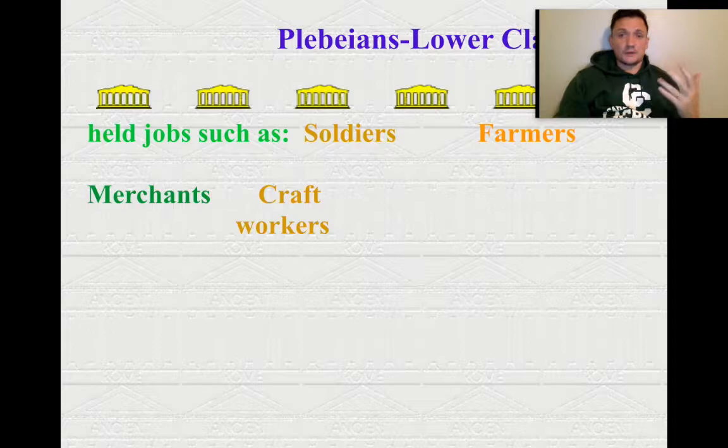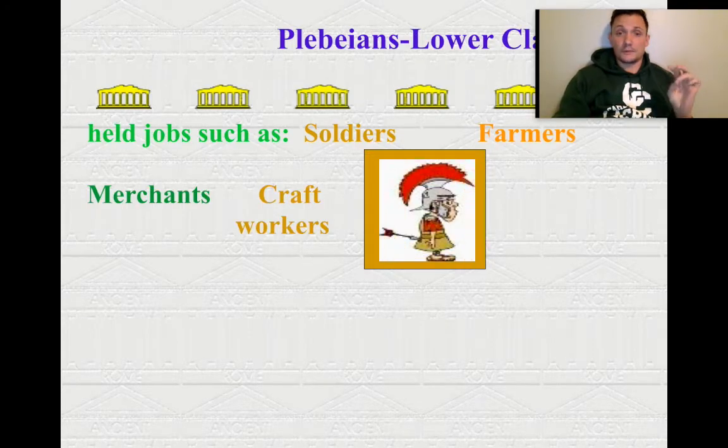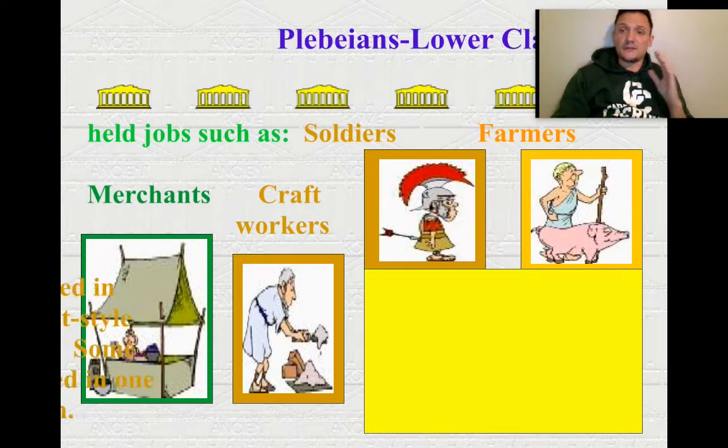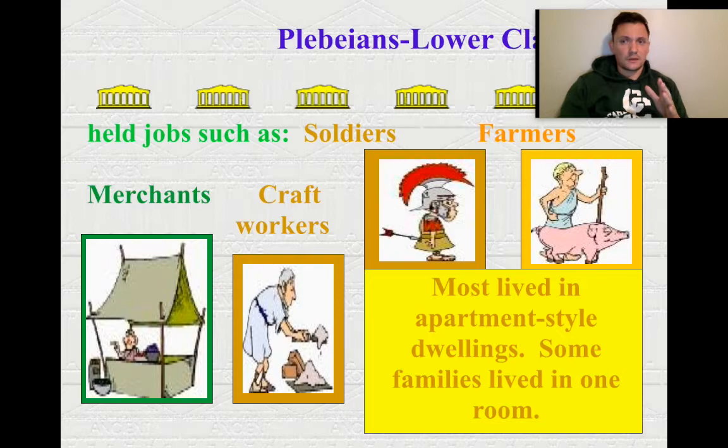Now, really quick though, we talked about this as well. The plebeians are the lower class people, and they can have one of four jobs. They can be soldiers, farmers, merchants, or craft workers. And most of them lived in apartment-style dwellings. If you didn't get this during class, you need to go ahead and copy it down. Most of you have already seen this, but if you haven't, pause this, jot it down real quick, and then we'll pick it up later on.